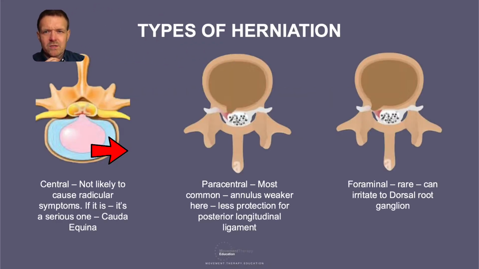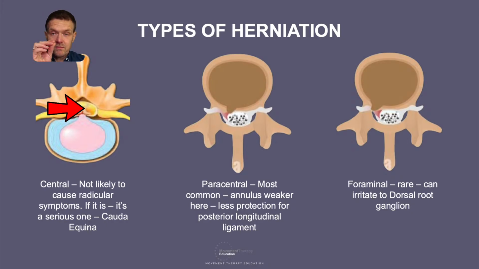So these are the areas where you can have a herniation. Centrally, which is not likely to cause radicular symptoms, because remember, radicular symptoms was an impact on the nerve roots, and the nerve roots are on the side. Centrally we've got the cord, but if it is, it can be a serious one because of cauda equina. At the level of L1, L2, it is still a chunky cord. Below L1, L2, that's when it starts to feather out and become the cauda equina.